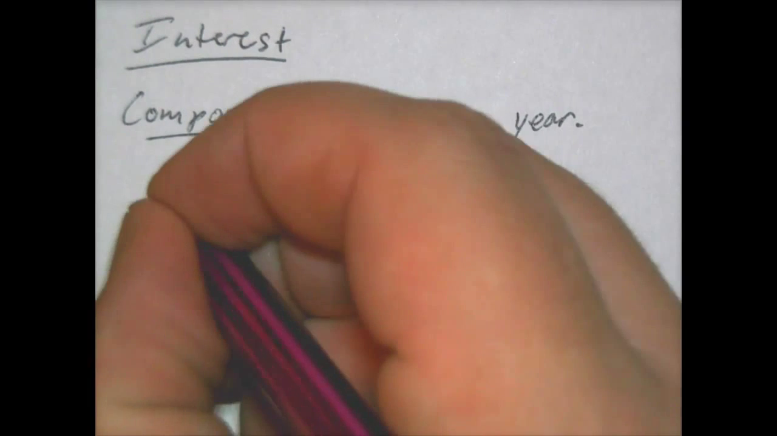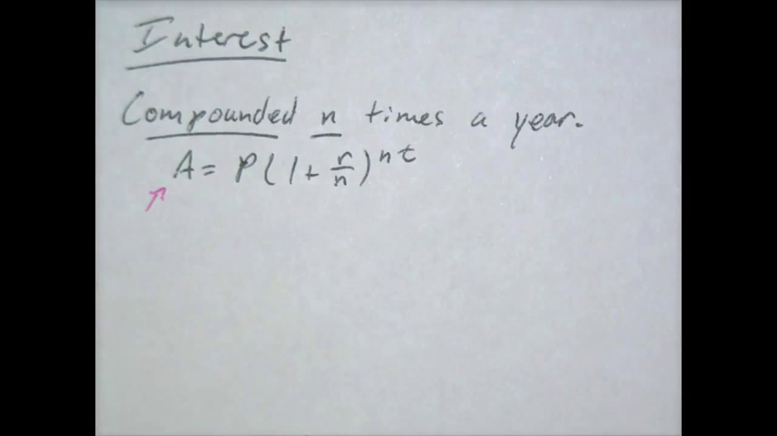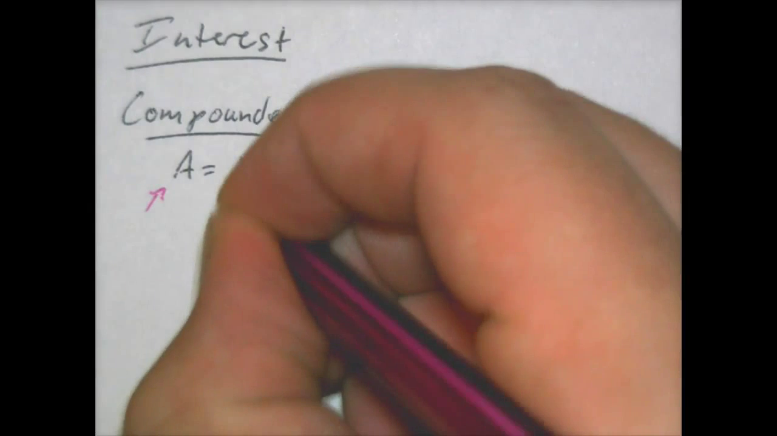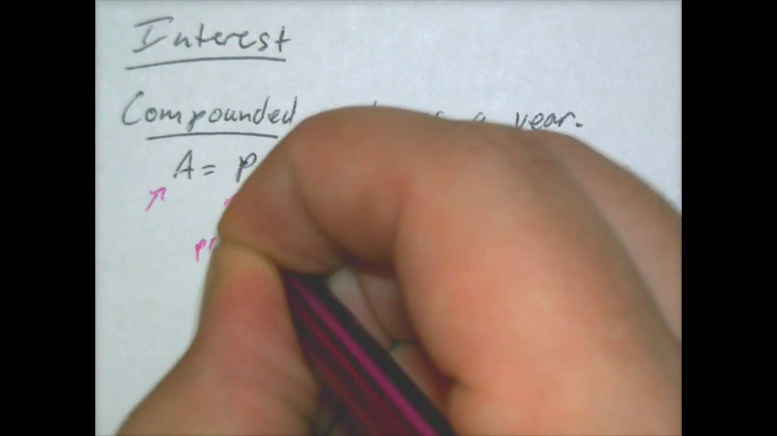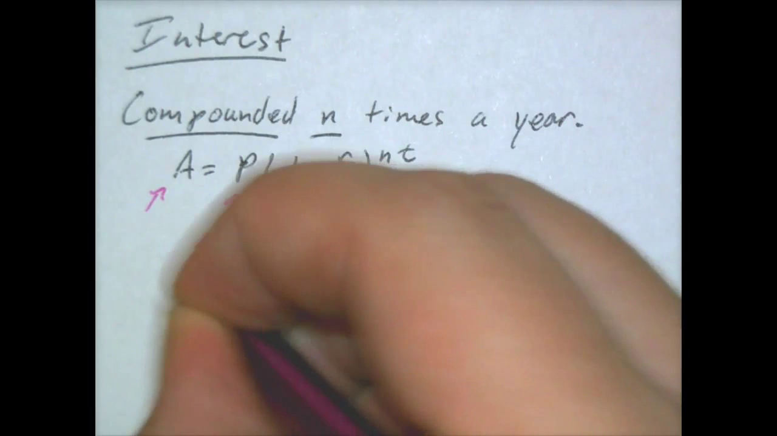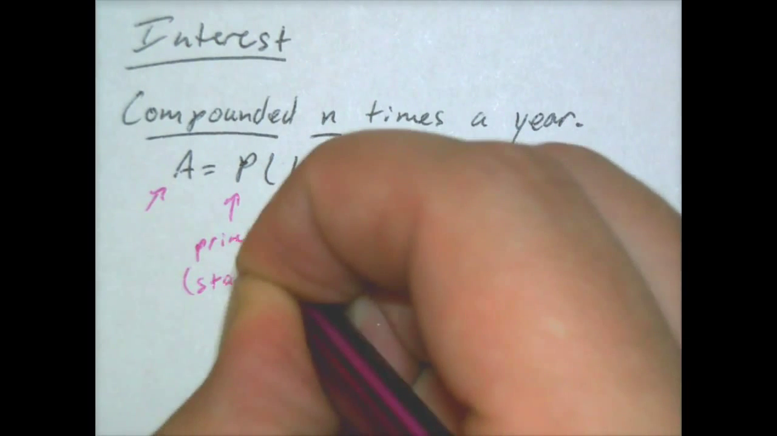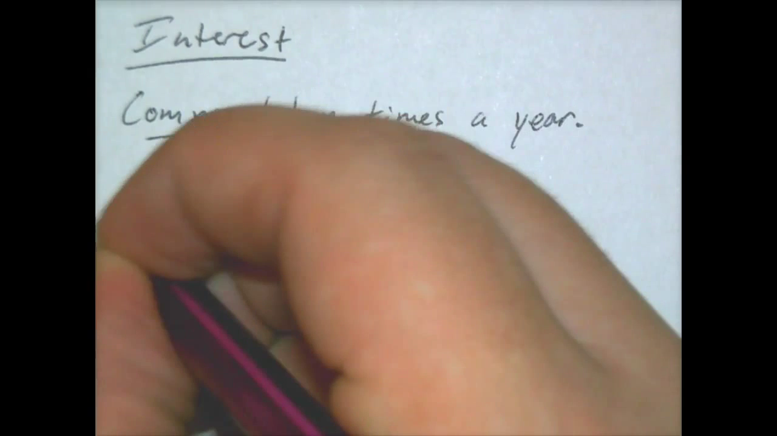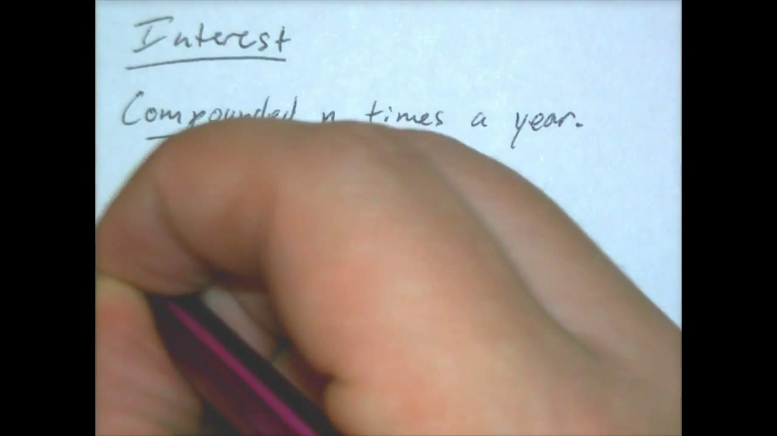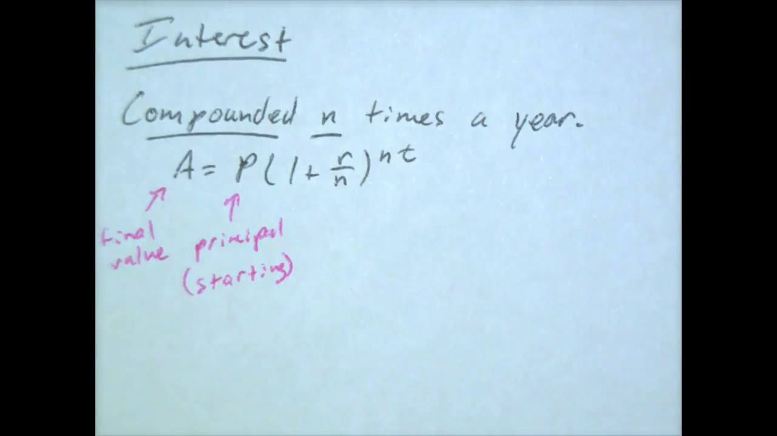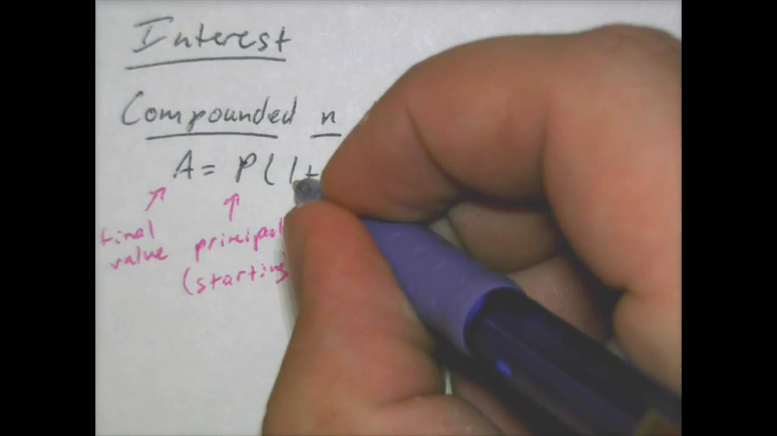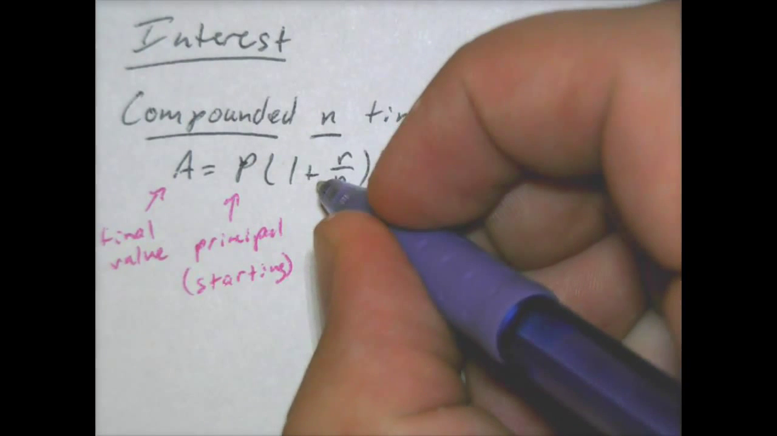So, A stands for your amount, after the rate. Okay, I'll come back to that one. P is your principal, or pretty much your starting value. And A, we'll call it your final value. A is your final value. P stands for your principal. This is just a 1. The 1 is a part of the formula.